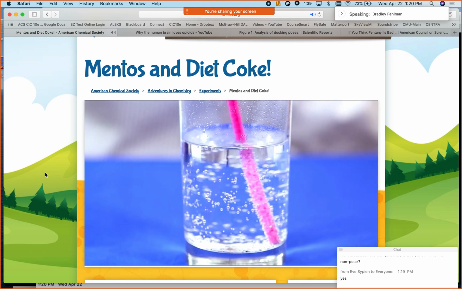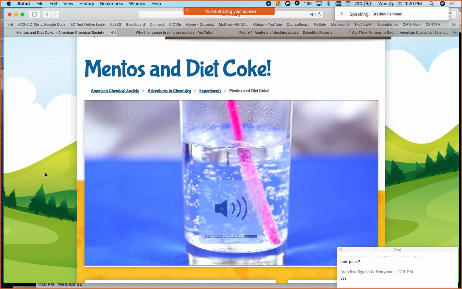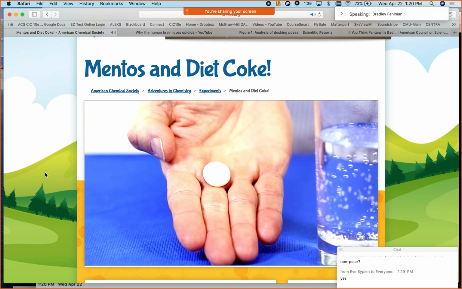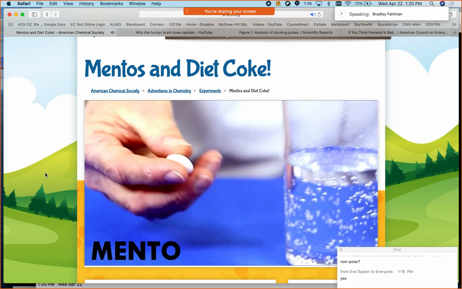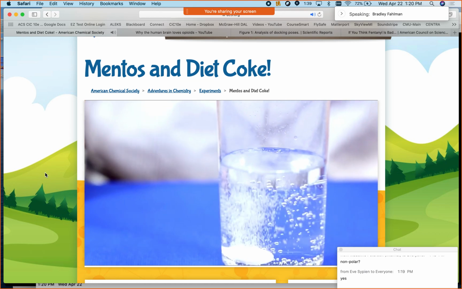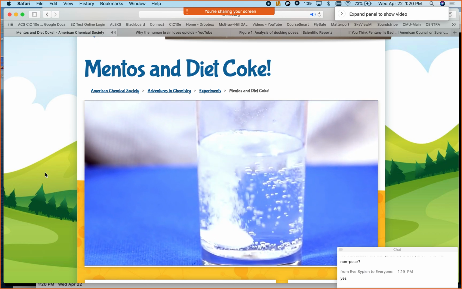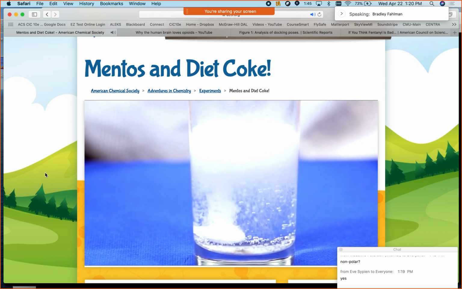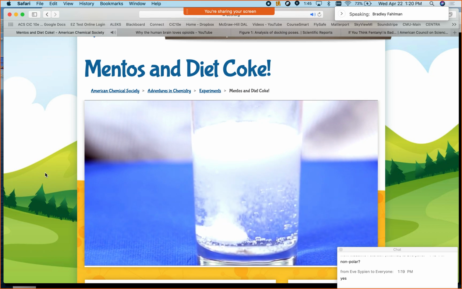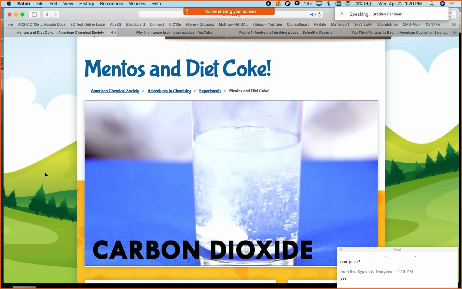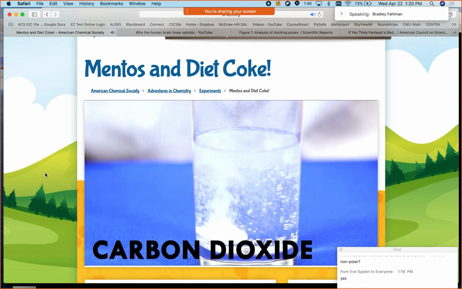Man, I think it's very, very bubbly also. Let's try one more thing. How about a candy mint called a Mento? Wow. So lots of bubbles form on the Mento also. You know, the bubbles are made from a gas called carbon dioxide. The soda company puts the carbon dioxide gas in the soda when they make it at the factory, and that's what makes the soda fizzy.